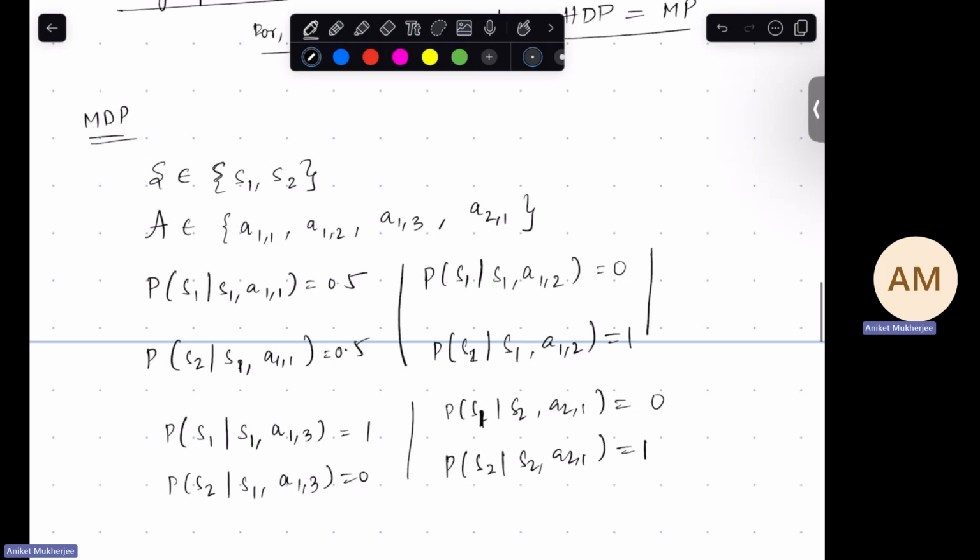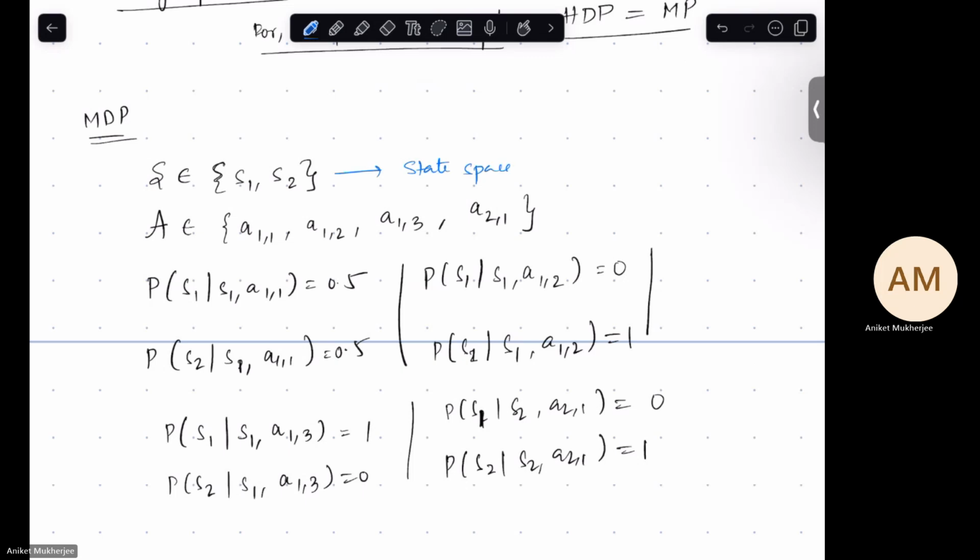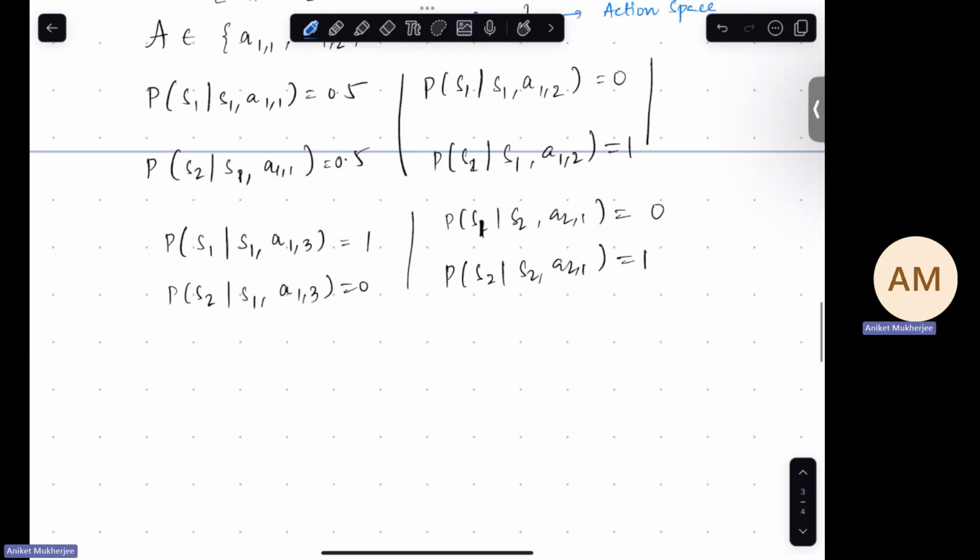So just to make everything clear, I'll write this down again. This is your state space. This is your action space. These are your transition probabilities.